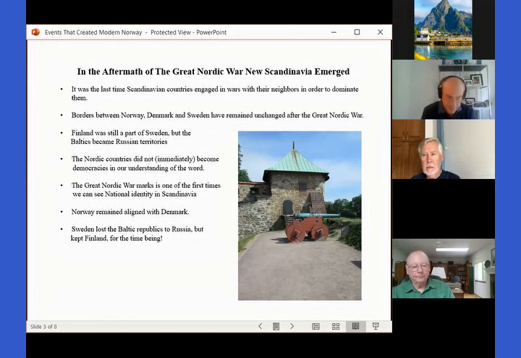So that was when Norway and the rest of Scandinavia changed, in the sense that Sweden lost the Baltics, which was too bad for the Baltics, when we know how prosperous and wealthy Sweden became, and Russia was anything but.